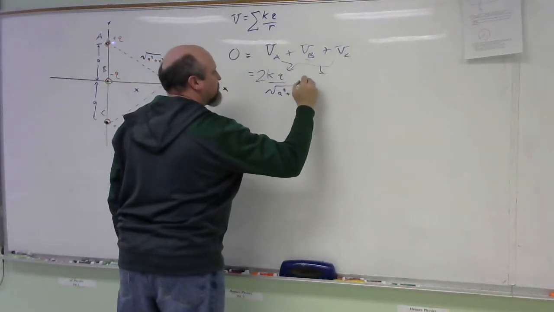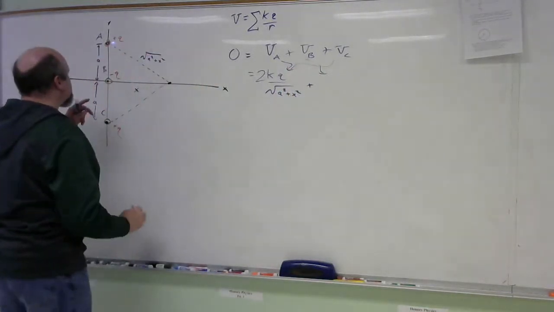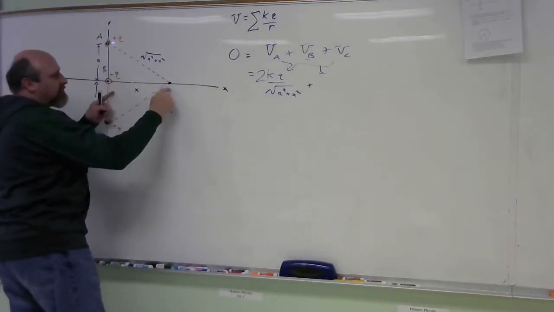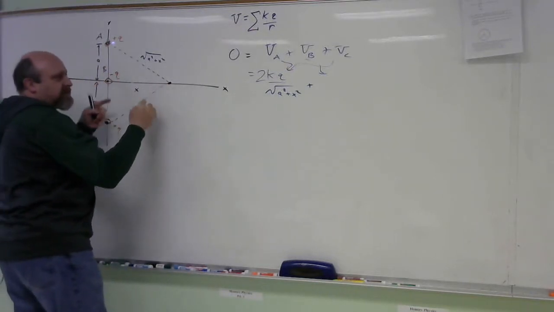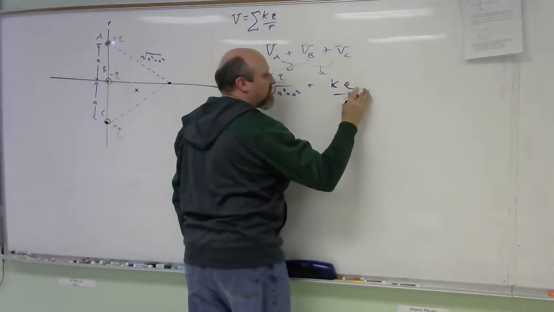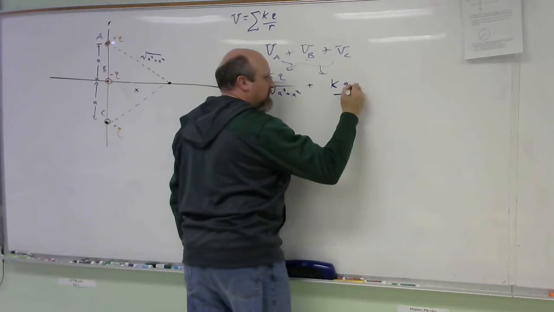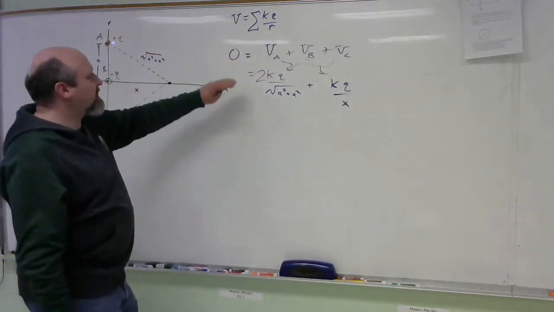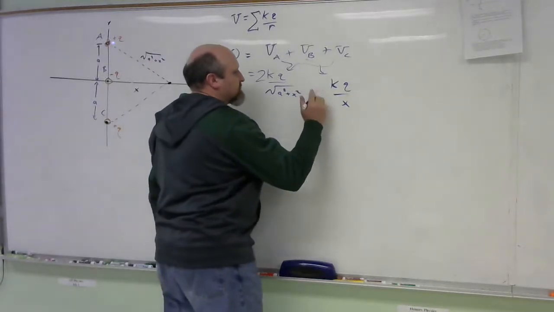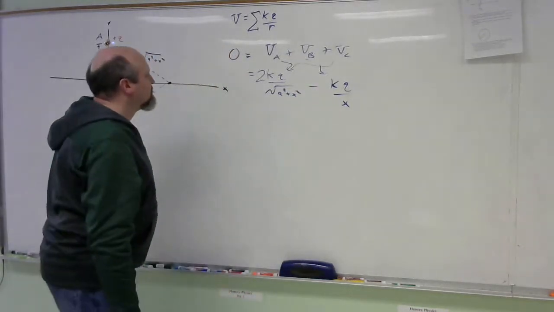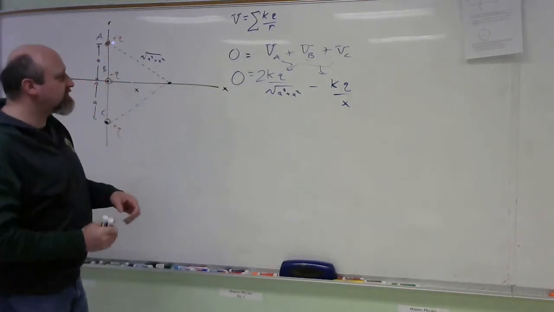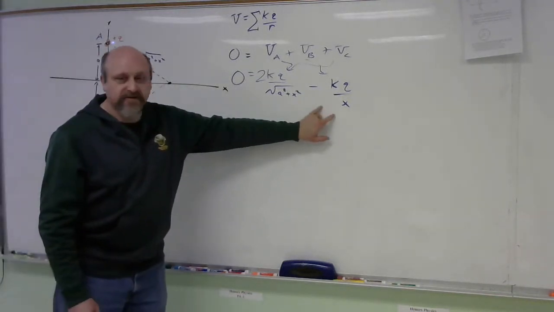And the V from B, you say that's just going to be KQ over R. It's going to be K times negative Q over, and the distance away is x. Now, it's a negative charge. And when I'm doing energy calculations, I do include the sign of the Q. That's going to make this term negative. So that's it. This is the equation for the total V value as a function of x.